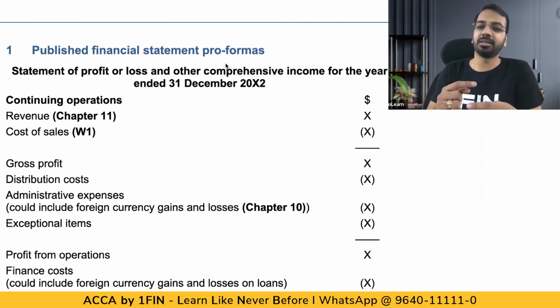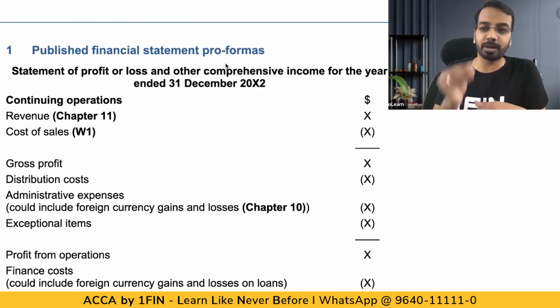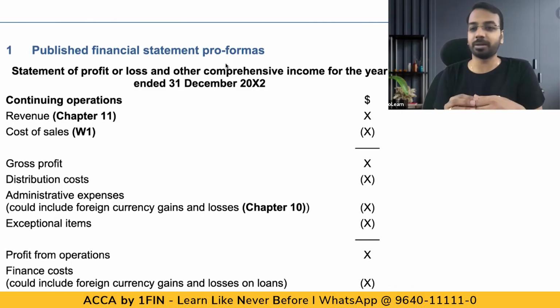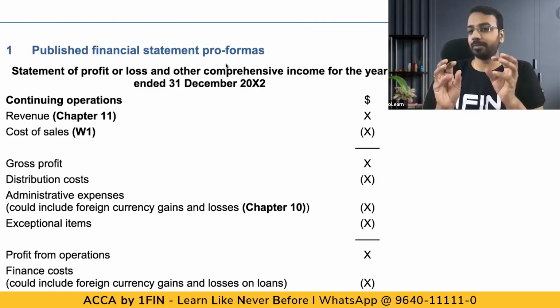subsequently. Let us say there is a revaluation of property, plant and equipment. When you revalue property, plant and equipment, its value goes up. That gain on revaluation of property, plant and equipment will not be reported in P&L, it will be reported in other comprehensive income.